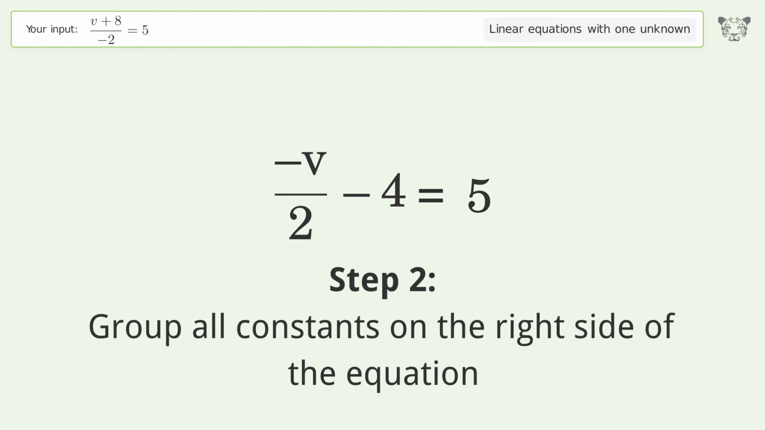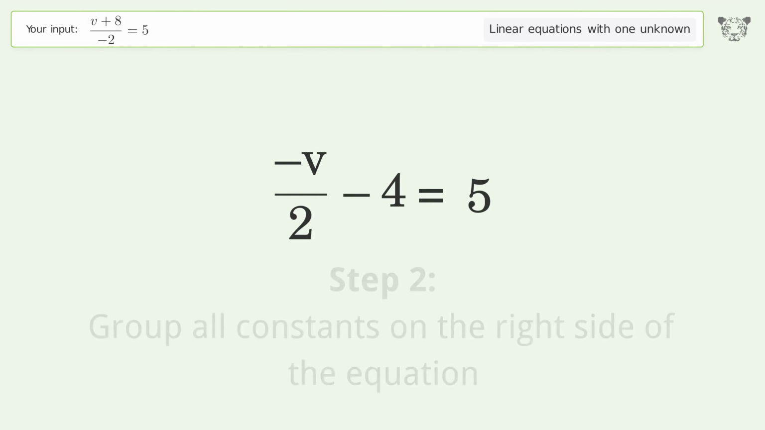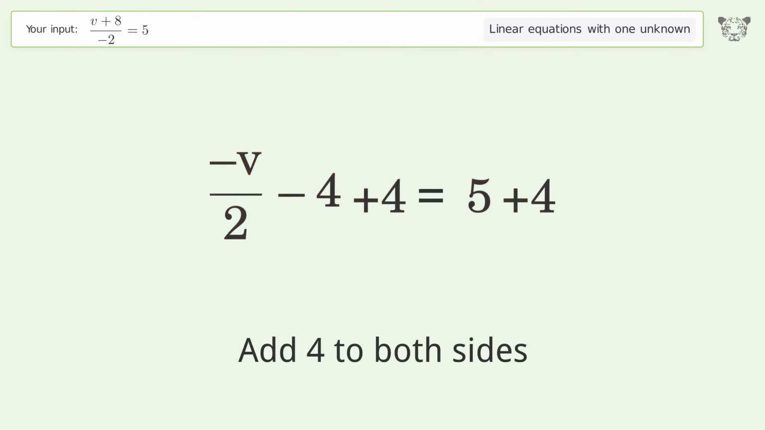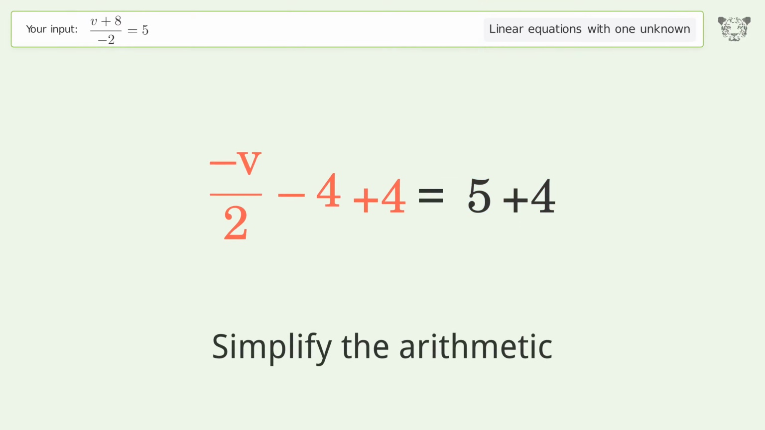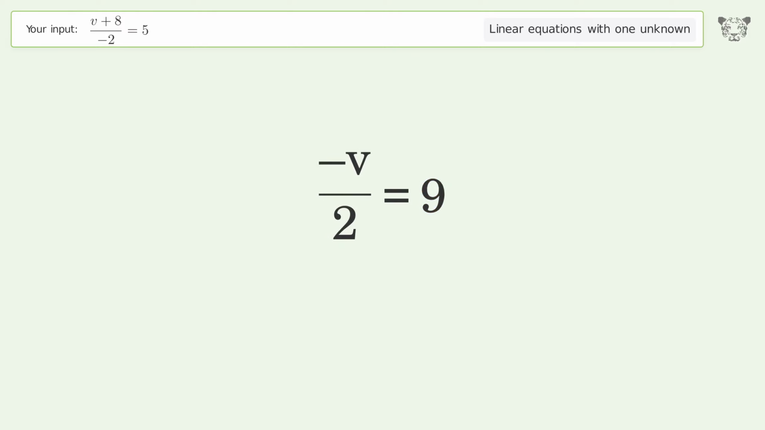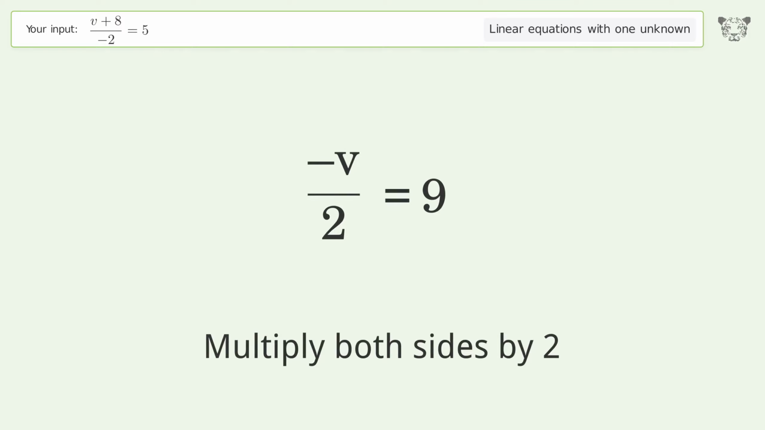Group all constants on the right side of the equation. Add 4 to both sides. Simplify the arithmetic. Isolate the v. Multiply both sides by 2.